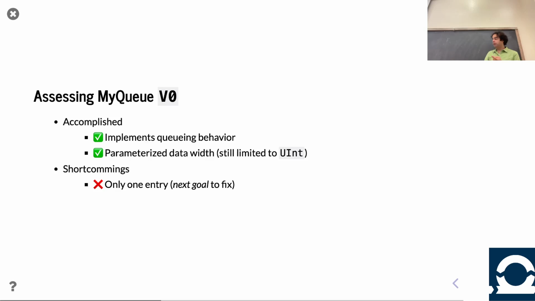Well, it implements the queuing behavior, implements decoupled, that's great. We had a parameterized data width, that was easy. So it's a gimme, right? Wasn't great, though: only one entry. So we want to have this actually be a parameterized queue, parameterize the depth. So architecturally, how can we do that?